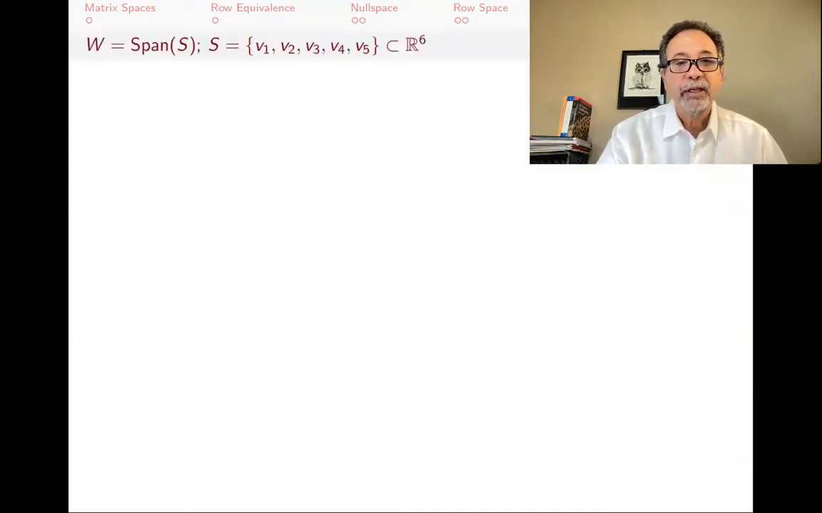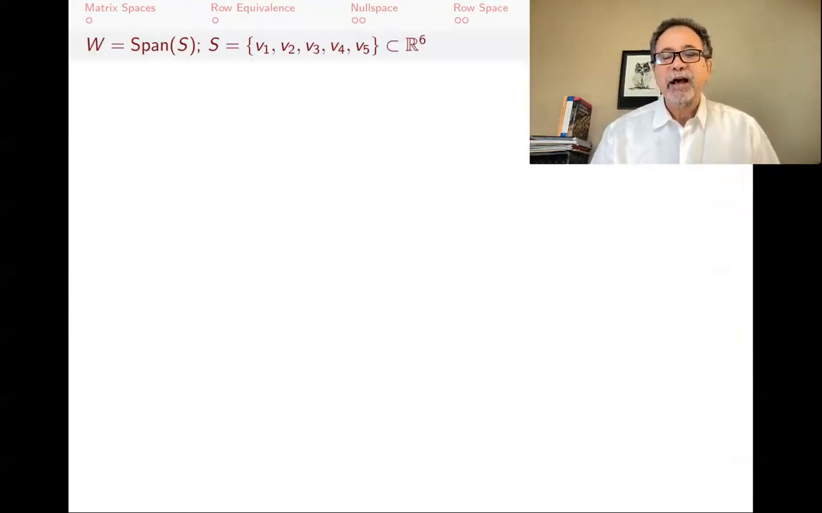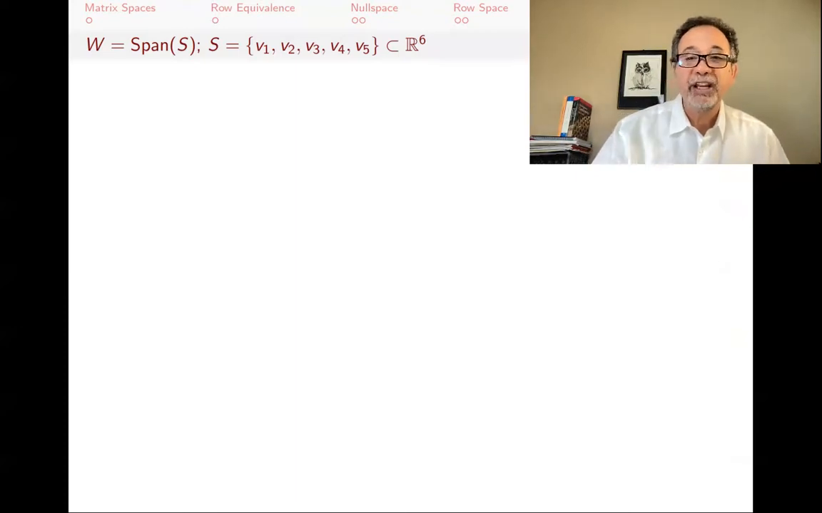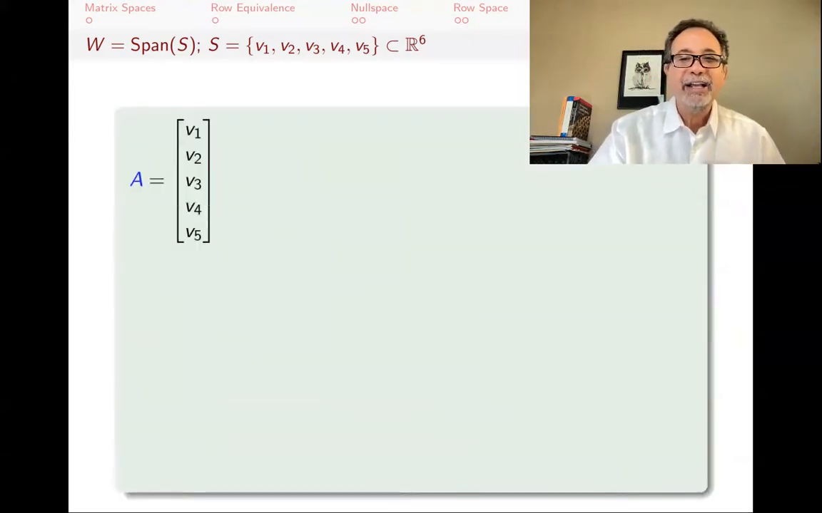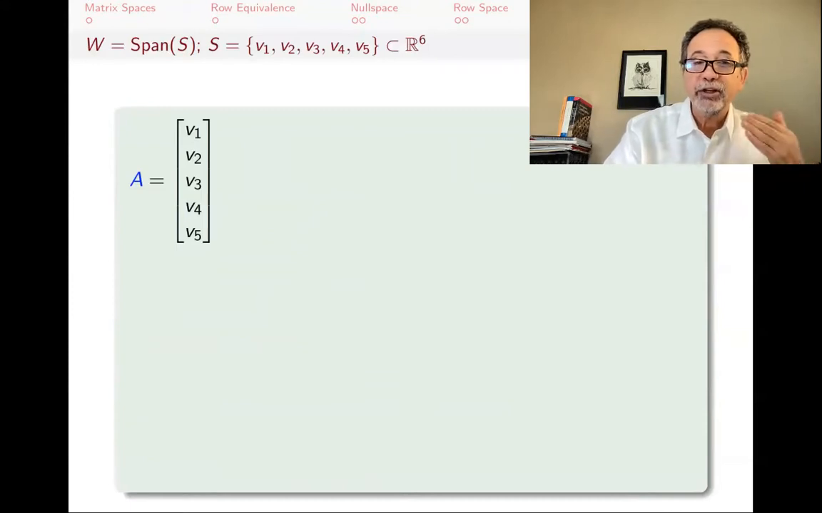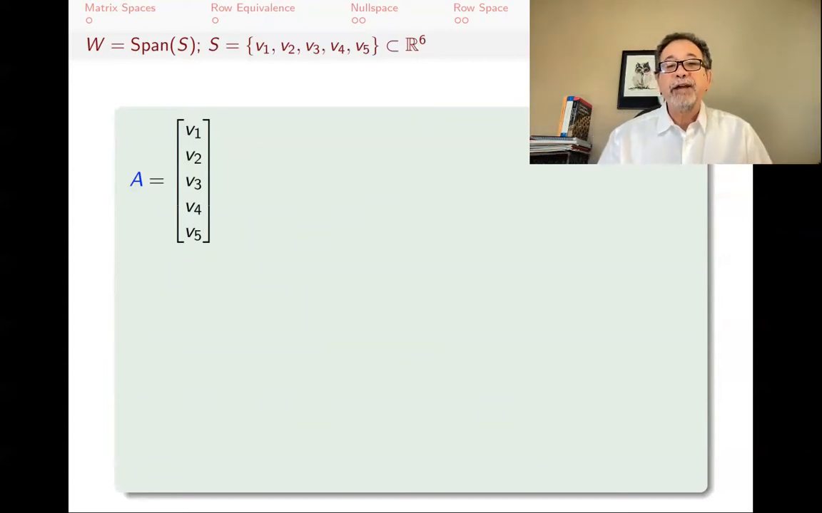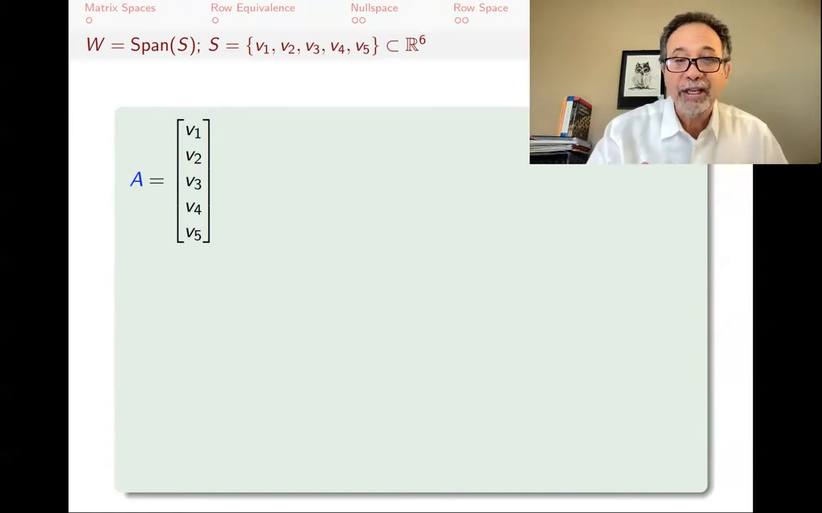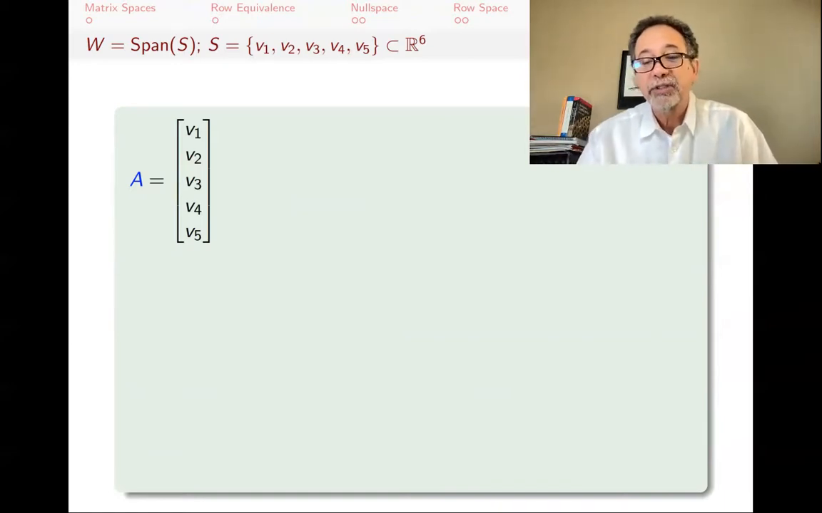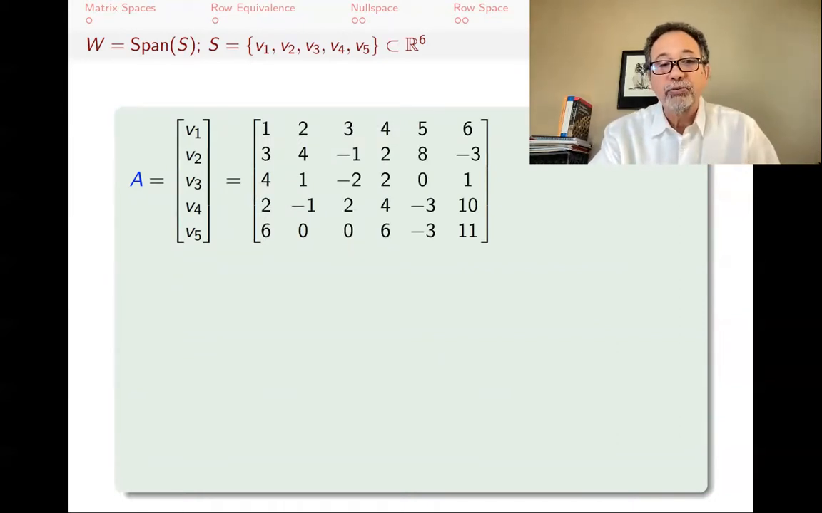Okay, so let's take a step back and think about this a little bit more conceptually before we get our hands dirty and try to answer those kinds of questions. So we have W is the span of S, and S is a set of 5 vectors in R6. I could make a matrix out of those vectors by putting them as rows. I'm writing V1 through V5 because I originally wrote them as row vectors. So V1 is a row, V2 is a row, V3 is a row, and so on. There are 5 rows, and each of them is in R6, so 6 columns. This is a 5 by 6 matrix. I just put them all in rows.